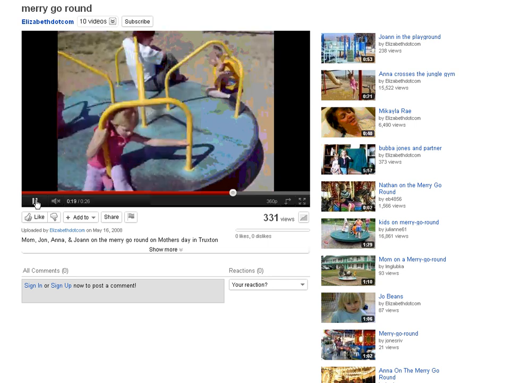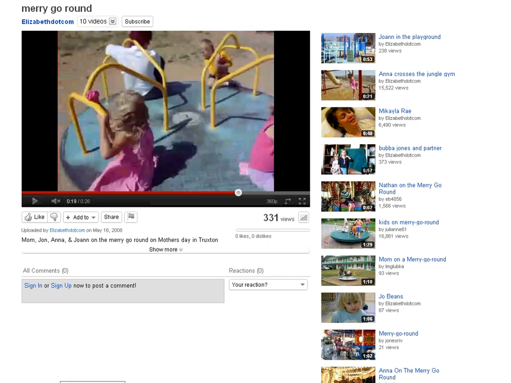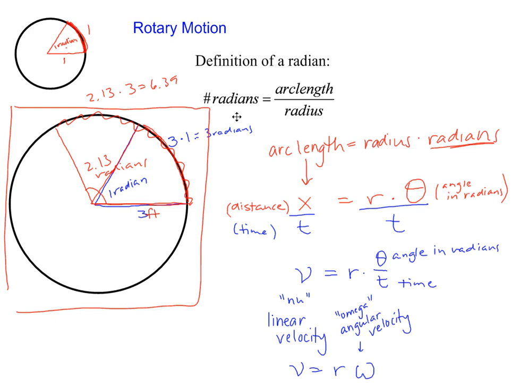Okay, so let's go back to our actual math. We have this equation: nu equals r omega, which is going to be hugely important in doing these types of problems. Nu is the linear velocity, r is the radius, and omega is the angular velocity in radians per time.